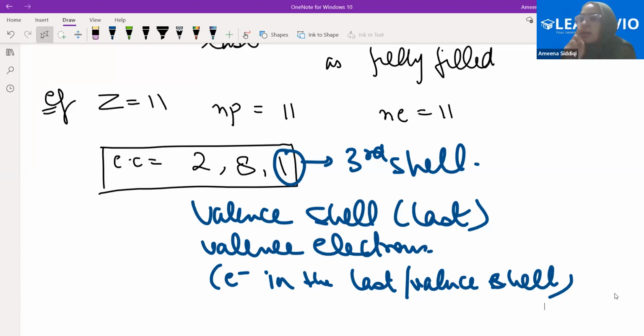Then the last shell will become the second shell. That is, the second shell will become the last shell, and that is already fully filled. So in both cases, we will get the last shell as fully filled. Do you agree with that, Gia?